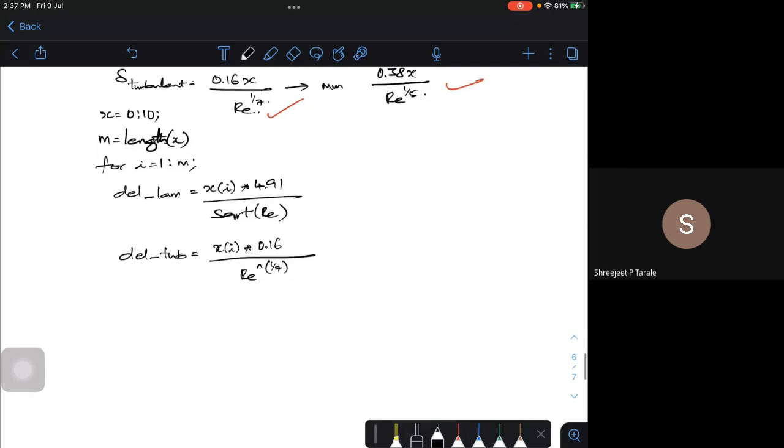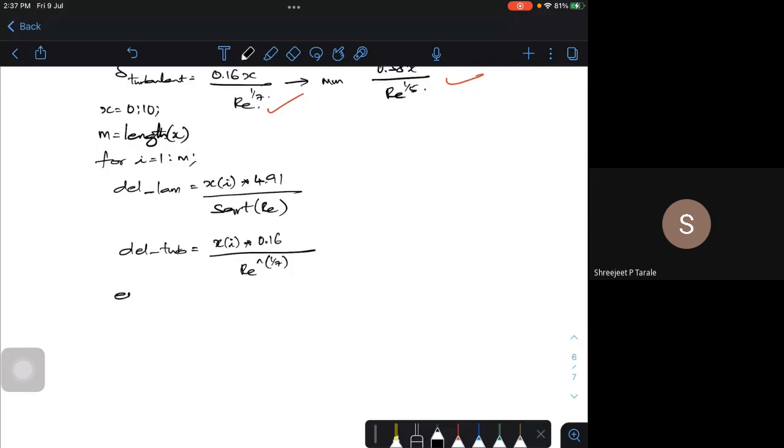Then in the for loop, I am trying to end it. All these values are stored in your loop. Then I can plot it. This is what I am trying to do. I am going to plot each and every boundary layer.